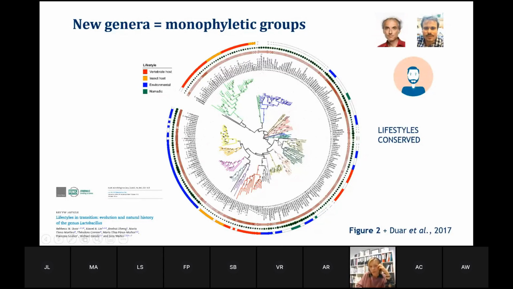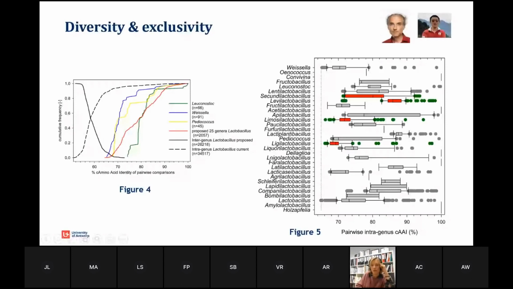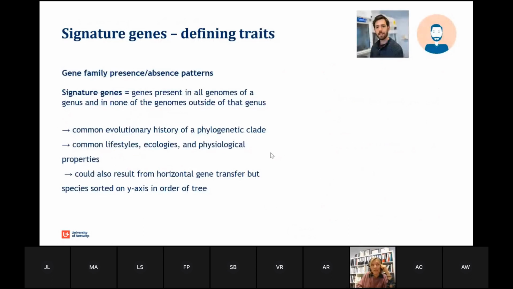All the different colors are the proposals for the new genera. At the outer layer, you can see that we double-checked that it made sense from a lifestyle perspective. We also checked that the new genera had a diversity more in line with related genera, and we checked the criterion of exclusivity, so that the intragenus core amino acid identity was larger than the intergenus identity. The third criterion was based on defining characteristics.